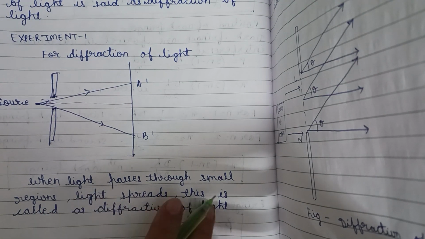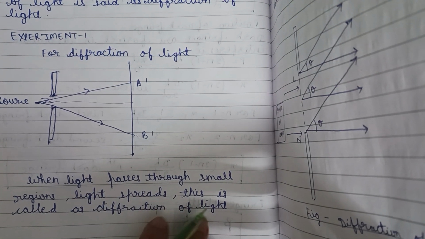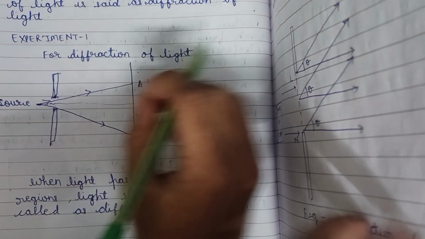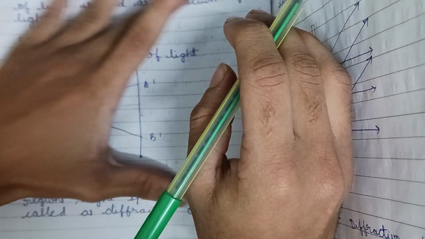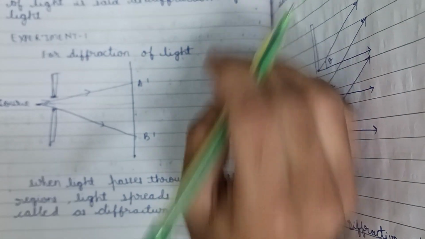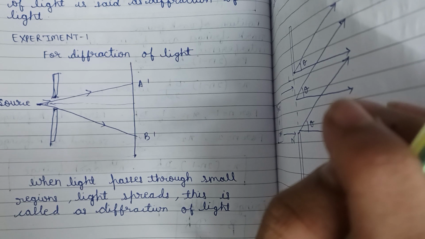So when light passes through small regions, light spreads. This is called diffraction of light. It means spreading of light. Spreading of light is called diffraction of light.